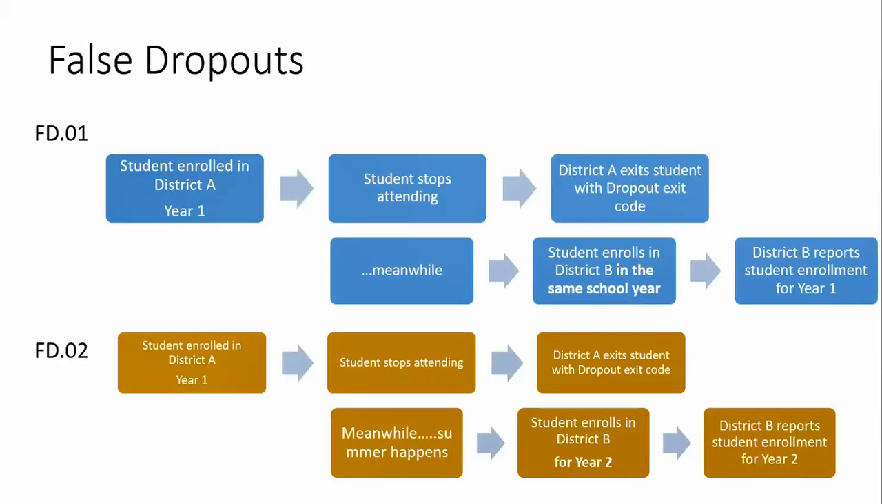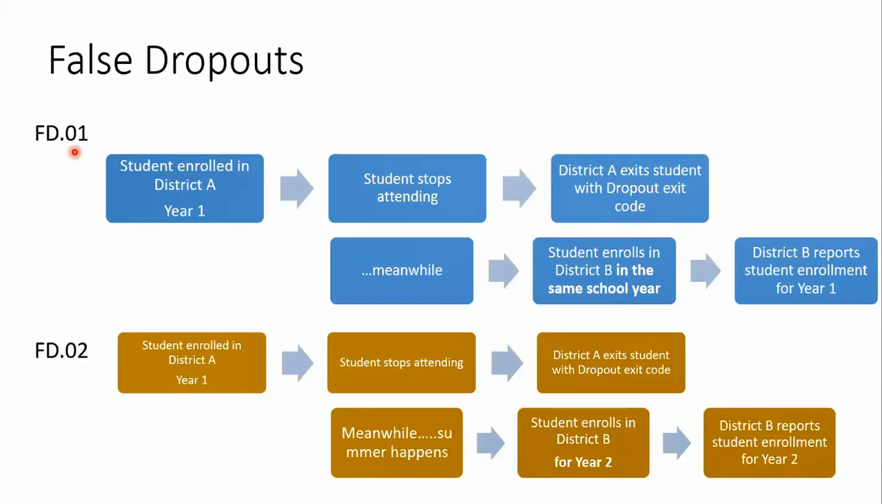There are two types of false dropouts. In both cases, the use case code begins with an FD and is followed by a 01 or 02 to indicate the specific error type. This is a format that we will see through all the use case codes for all of the types. In the first case, the 01s, this occurs within the current school year. And in the second case, it spans 2 school years.